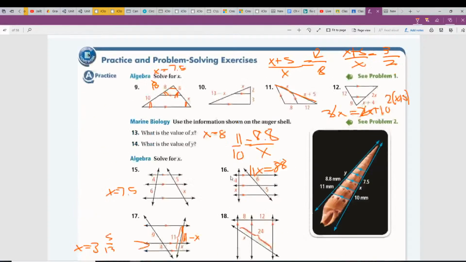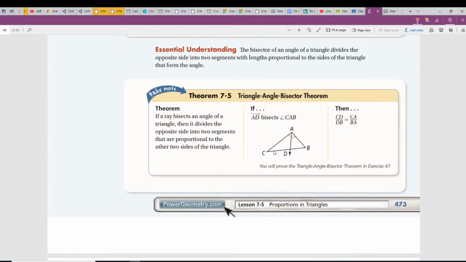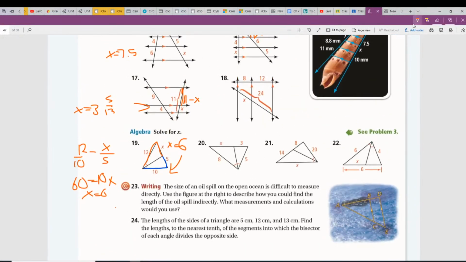Okay. And that comes from the triangle angle bisector theorem. CD divided by DB, then DB to the BA. I mean, CA. Yeah. So basically the same thing I did. Because this is CD, this is CD, this is DB, this is CA, this is BA. Okay then, and that's only if it's an angle bisector.